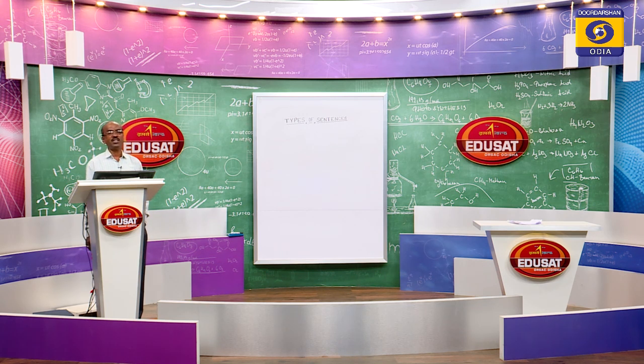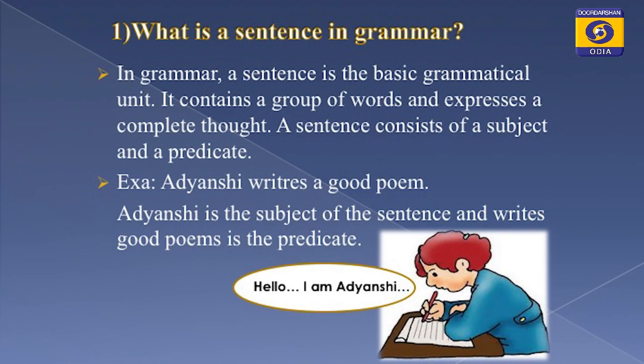If we understand what a sentence is in grammar, then it will be easy for us to understand the different types of sentences. So, in grammar, a sentence is the basic grammatical unit. It contains a group of words and expresses a complete thought. In other words, we can say a sentence is a group of words having meaning. A sentence consists of a subject and a predicate.